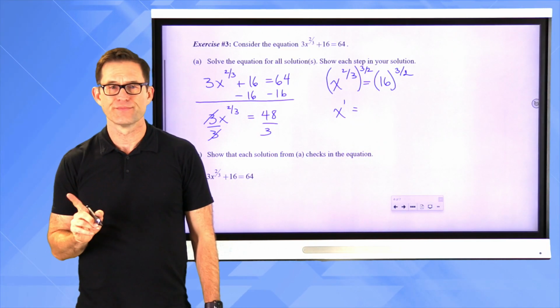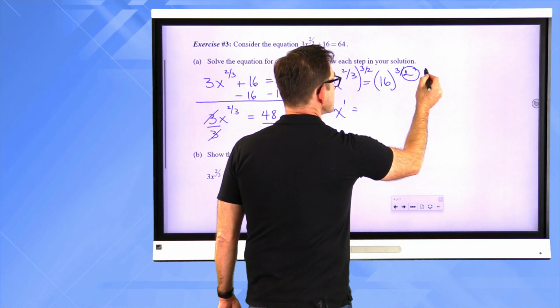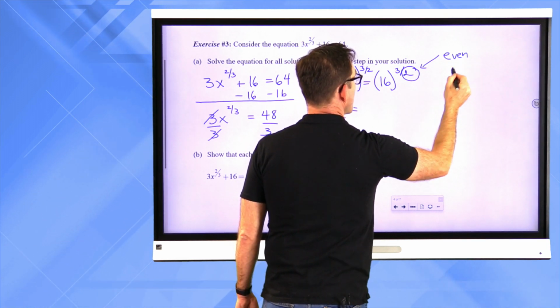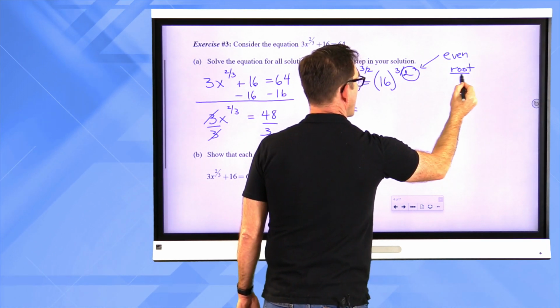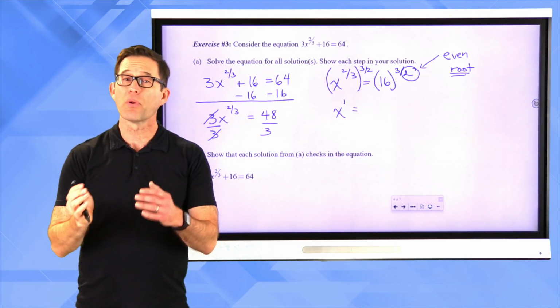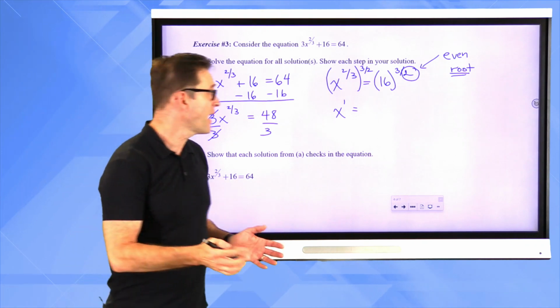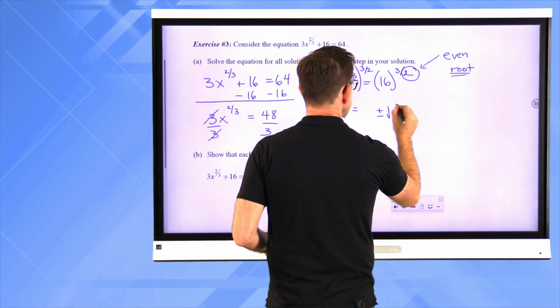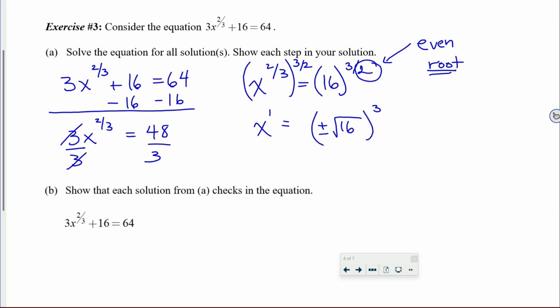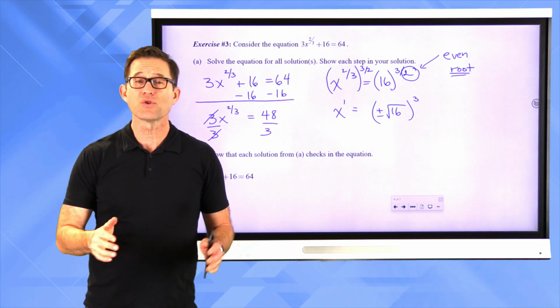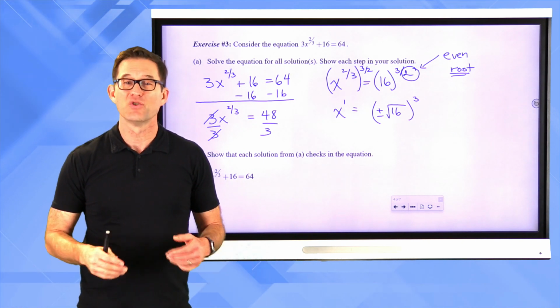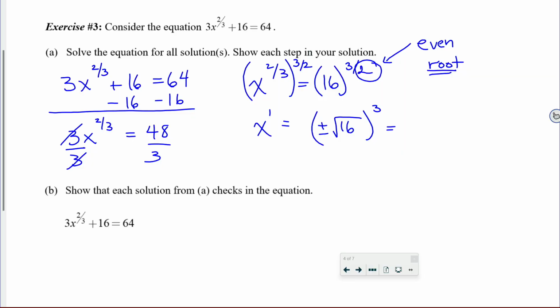Now, here's the key, though. Because that's an even root, I'm going to get both a plus and a minus answer, right? And in fact, I can interpret this as plus or minus the square root of 16 to the third. Plus or minus the square root of 16 to the third. And then plus or minus square root of 16 will be plus or minus 4 to the third. 4 to the third will be 64. Negative 4 to the third will be negative 64.